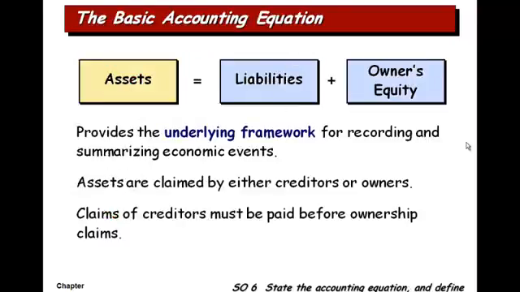Okay, so the basic accounting equation, this is really important. The basic accounting equation says that assets equal liabilities plus owner's equity. And we'll actually get a good overview of this in the transaction analysis, I think in a few slides moving forward. But this is the actual underlying framework for recording everything in accounting. Assets are claimed by either creditors or owners. Claims of creditors must be paid before ownership claims. So if the company is going out of business, we pay these first, then we pay the claims on the assets from the owners second.